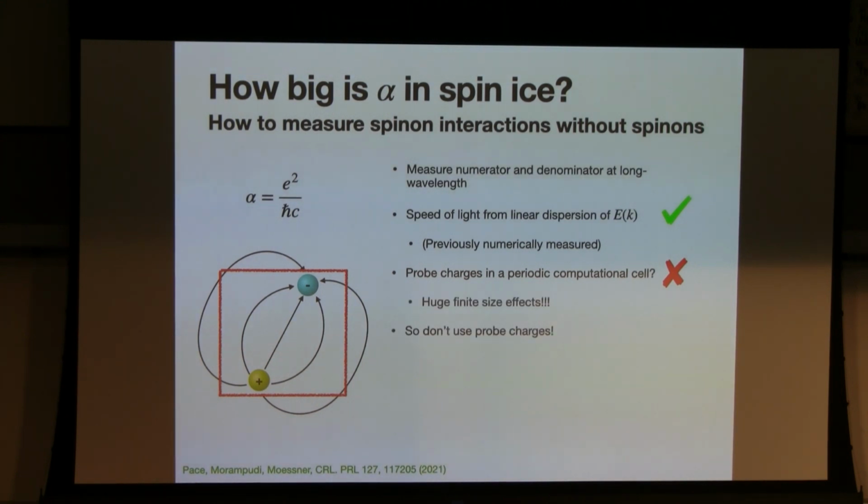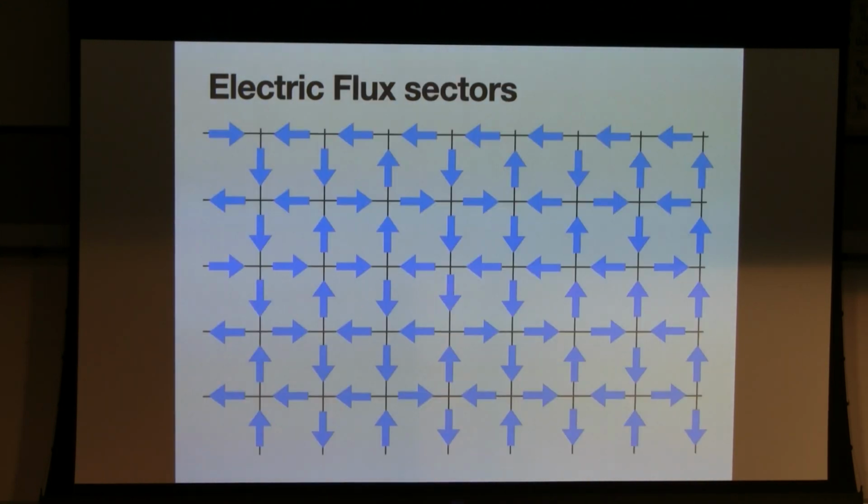So don't use them. And you say, well, how do you measure the energy associated with an elementary charge if you don't put any charges in your system? And it turns out the trick is that in the ice manifold, the electric flux through the periodic boundaries is topologically conserved. That's a lot of big words if you don't do topological physics of this type. Let me unpack it for you with a picture.